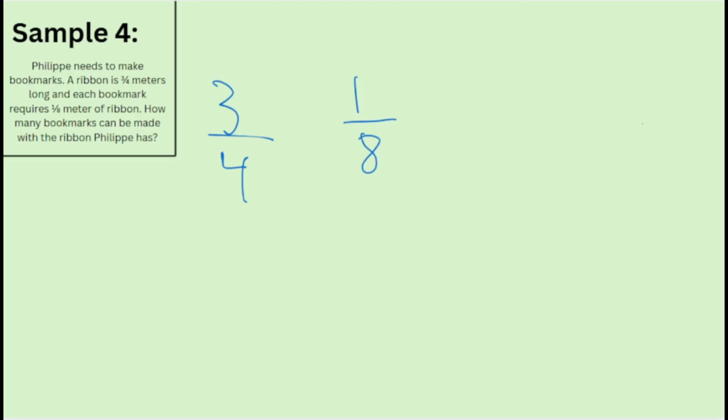Okay. Since this problem asks how many bookmarks that measure 1/8 meter the total amount of ribbon can be divided into, it means we're gonna have to divide 3/4 by 1/8. But in order to do that, we must multiply 3/4 by the reciprocal of 1/8, which is gonna be 3/4 times 8 over 1. Oops, my pen is not working. 8 over 1. Okay? Or just 8. But for this example, it's going to be 8 over 1 to make it easier.